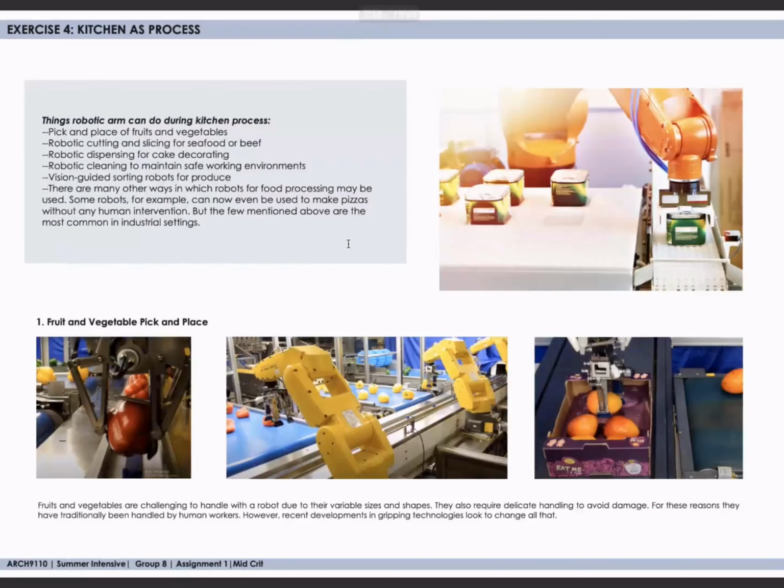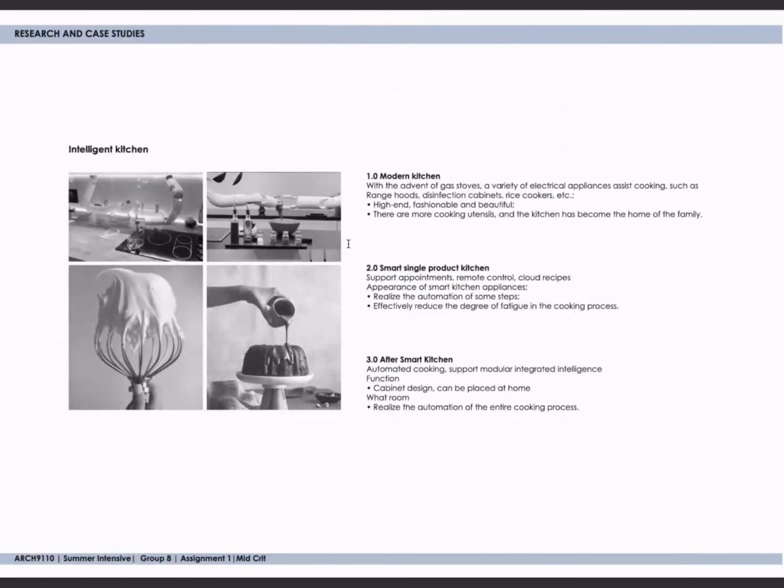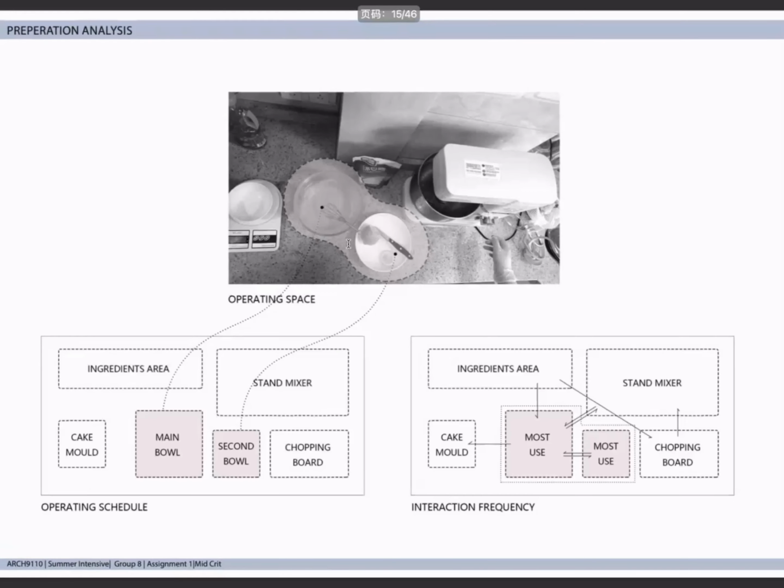Transportation in the kitchen and food preparation machine. After group discussion, we decided to make a cake. This is the design exercise of the cake in 3 main steps by robotic arms. People need an intelligent kitchen to satisfy the future cooking process.